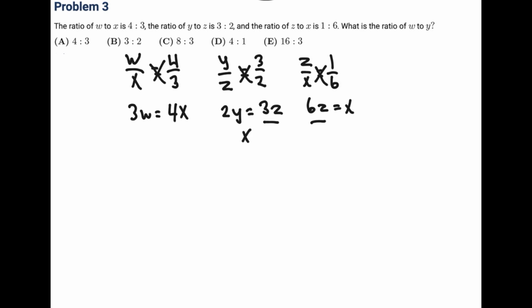If we multiply this by 2, we can substitute it in here. So, multiplying by 2, we get 4Y equals 6Z. Substituting in, we get X equals 4Y.